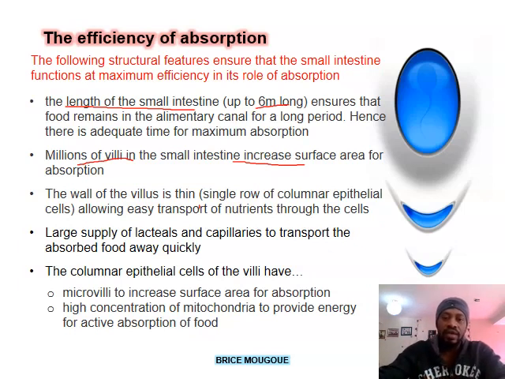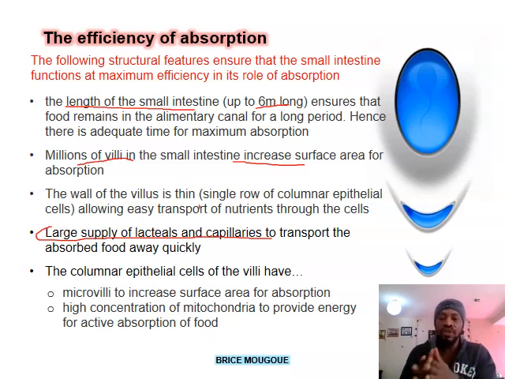And again, the small intestine, or the villus, has a large supply of lacteals and capillaries. What are these meant for? Lacteals are there to transport fats, that's fatty acid and glycerol. Capillaries are there to transport glucose and amino acids. It means there's already a transport system available within the villi or within the small intestine to make sure that whatever needs to be absorbed gets absorbed and gets transported very quickly.